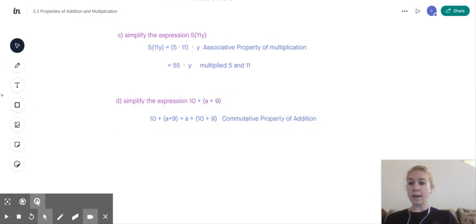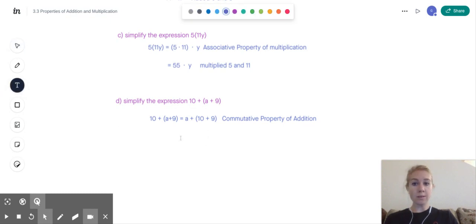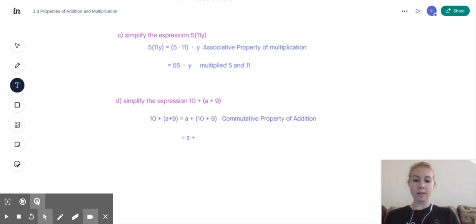Okay, and then we can continue to simplify. We can solve 10 plus 9. But we can't forget about our variable a. So a plus, and then 10 plus 9 is 19. So for that step, we added 10 and 9.